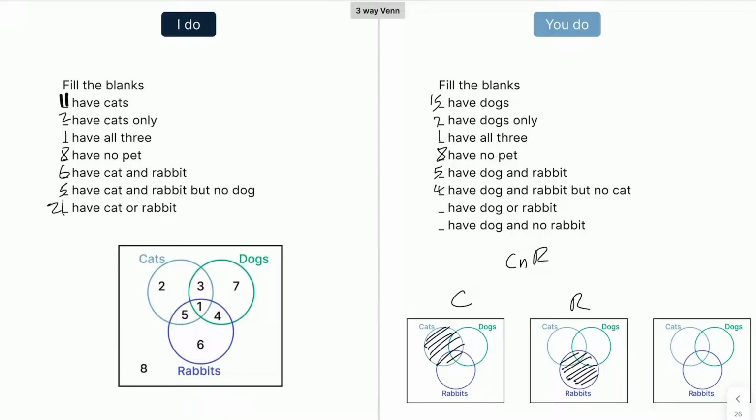And then we have dog or rabbit, so that's going to be everything in the green circle and everything inside the purple circle, so that is going to be 7 plus 3 plus 4 plus 4 plus 1, 8 there, 15, add 5 is 20, add 6 is going to give us 26. And then we have dog and no rabbit, so that's going to be has a dog, so it can be this as well. So you can have a cat, but it's got no rabbit, so that's these two added together. That's going to give us 10 there.